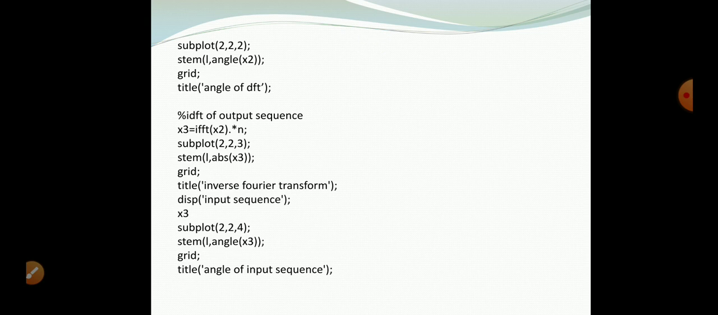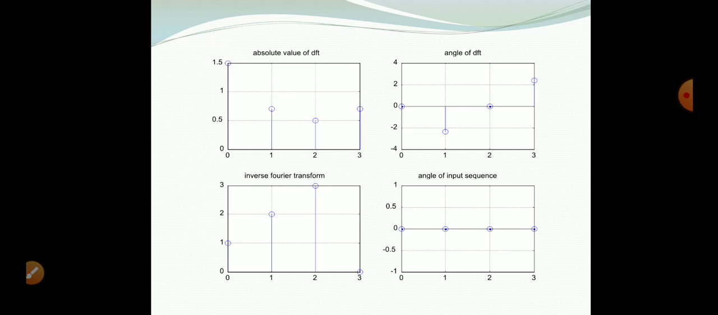To plot this x2, we are using subplot 2, 2, 1. Here 2, 2 represents that we have 2 rows, 2 columns, which means 4 plots in this figure. In this way we are going to plot. Here you can see 2 rows and 2 columns are represented. That means in the first row, the first figure and first row, second figure; second row, third figure, and in the second row, fourth figure.